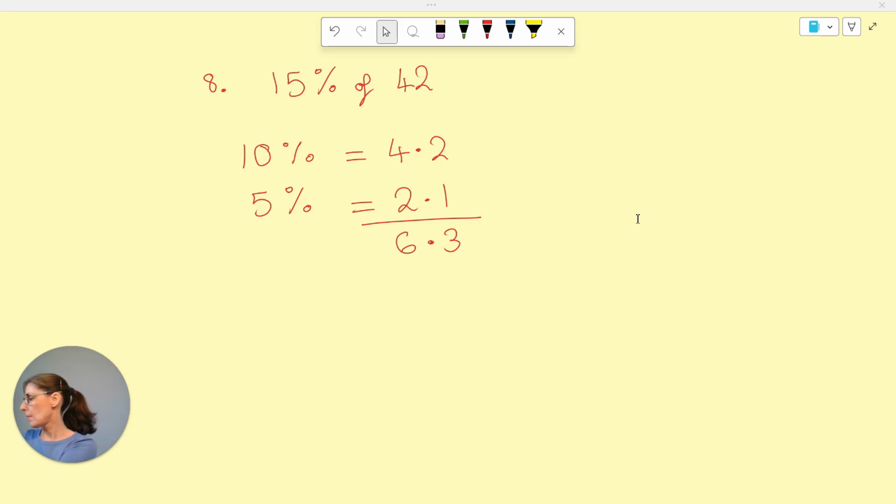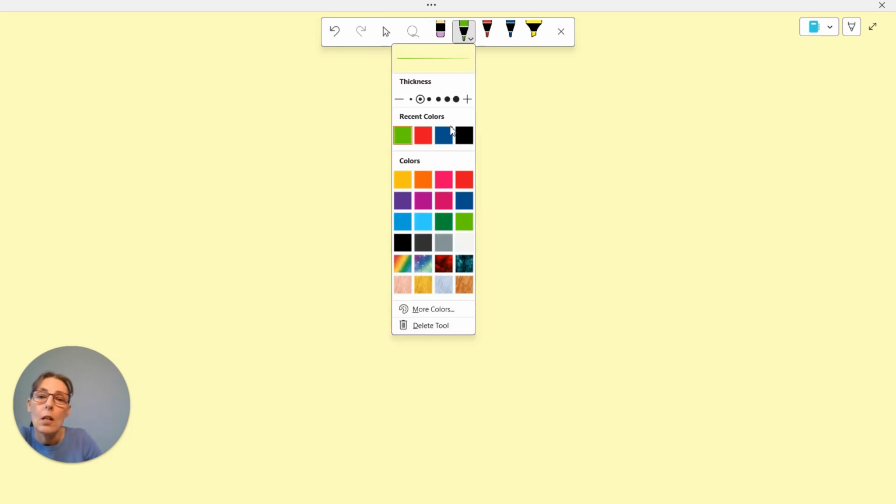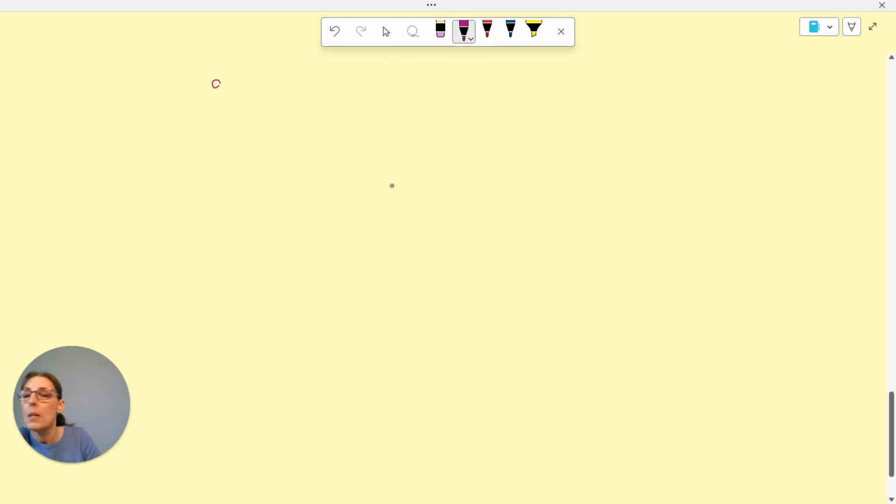Oh, pages are going everywhere. All right, so 85%. There we are. 85% of 22. Just going to change the colours. Quite like that one. Number 9. 85% of 22.